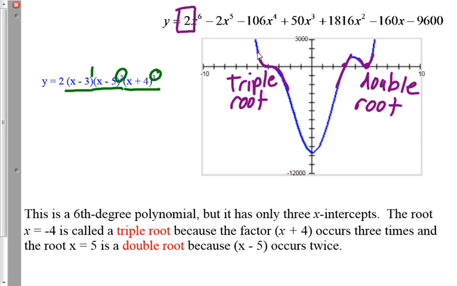This totals to 6 roots, and thus it's a 6th-degree polynomial. It only has 3 x-intercepts, and the root of x is equal to -4 is going to be my triple root. The root of x is equal to 5 is my double root. And that is how I would analyze this polynomial.